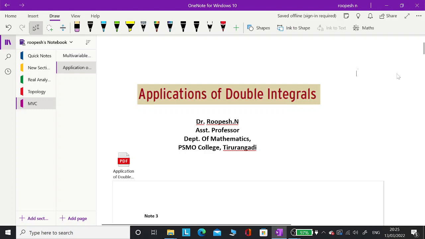Welcome to another session of multivariable calculus class. Today we are going to discuss the application of double integrals. Last class we came across double integrals and the polar form of double integrals.